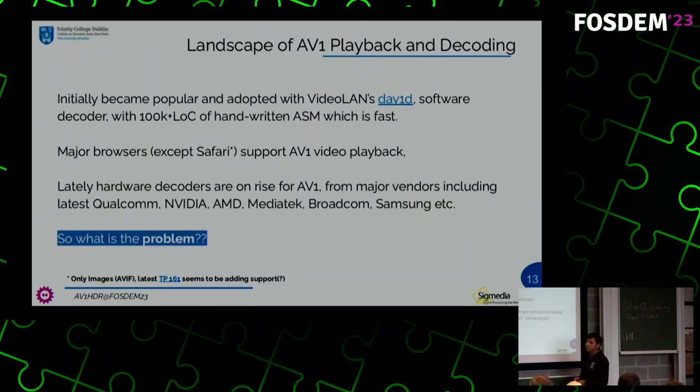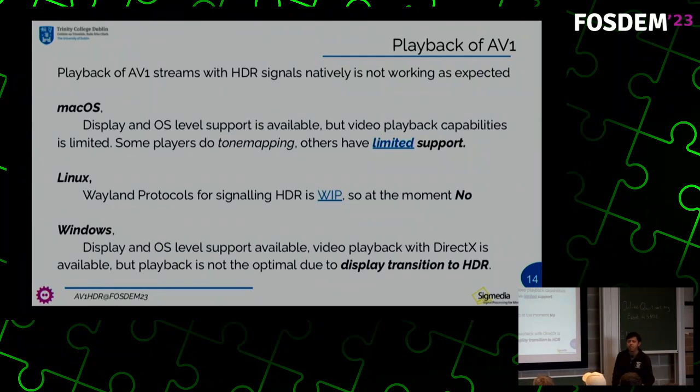So what's the actual problem when it comes to HDR and AV1? We see that it's able to play back and things like that. The problem is playing back HDR videos with correct metadata and signaling them correctly on a display is not actually easy. If we break it down into three, the first part is macOS. We know that the display support is there, and the latest macOS has support for signaling that, which is good. But the problem is the video output drivers and native playback in macOS are a bit problematic, and most of the players try to do tone mapping, and others have support, but it is very limited, so you may not be able to actually visualize them as you want.